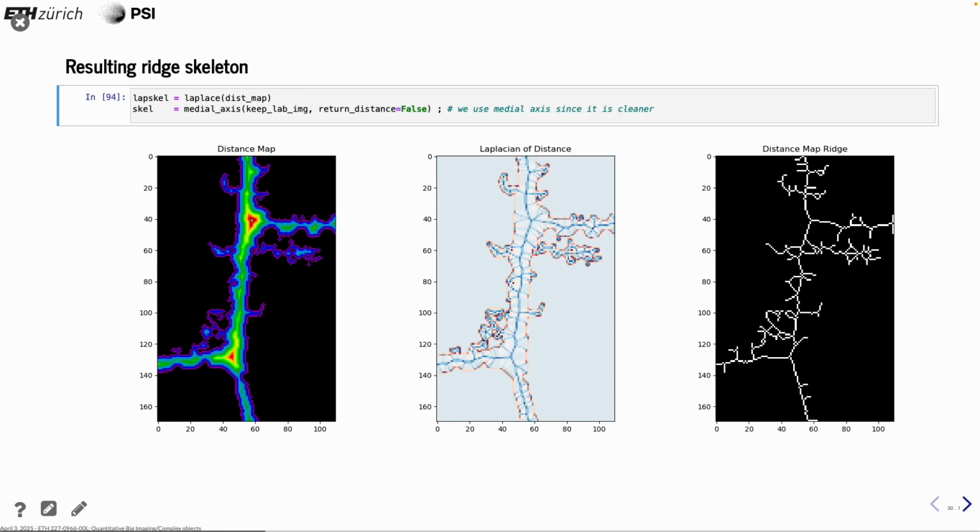And doing that, we have the three steps. We compute the distance transform, we do the Laplacian, and this would be the ridge of that one. I also applied a medial axis to clean up a bit. So now we got some skeleton, and you see it's pretty cluttered. So you have a lot of spurious branches, and they don't really make sense, not if you know what structure you want to analyze.